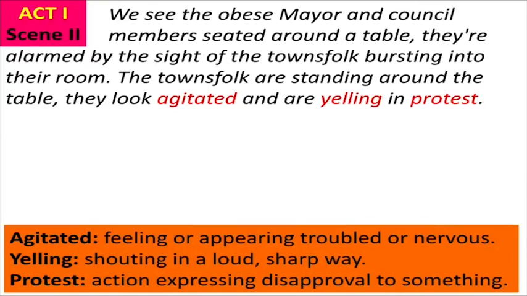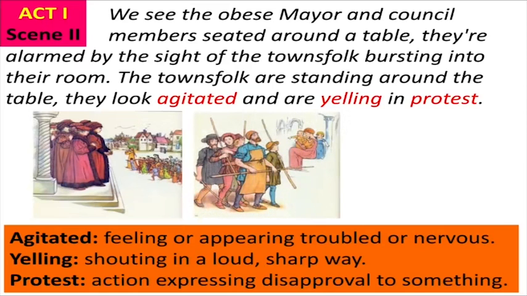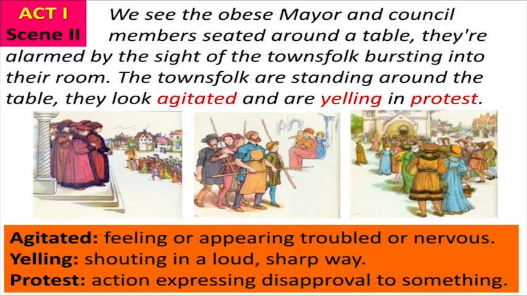And the council members are seated around a table and they are totally shocked by the sight of the townsfolk as they are bursting into their room, and they are actually annoyed by the presence of rats. So they are present there to complain about the rats. Agitated means feeling or appearing troubled or nervous. Yelling means shouting in a loud, sharp way. Protest means an action expressing disapproval of something. So here the people of Hamelin were protesting the presence of rats, and this was all due to the inefficient decision of the mayor of Hamelin.